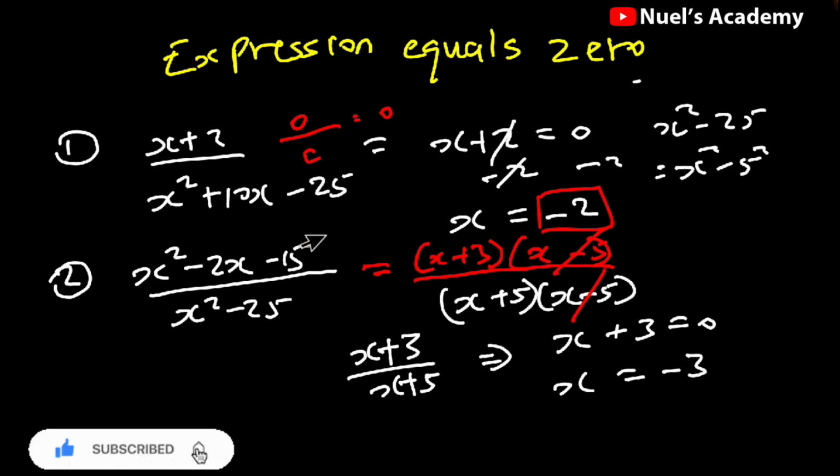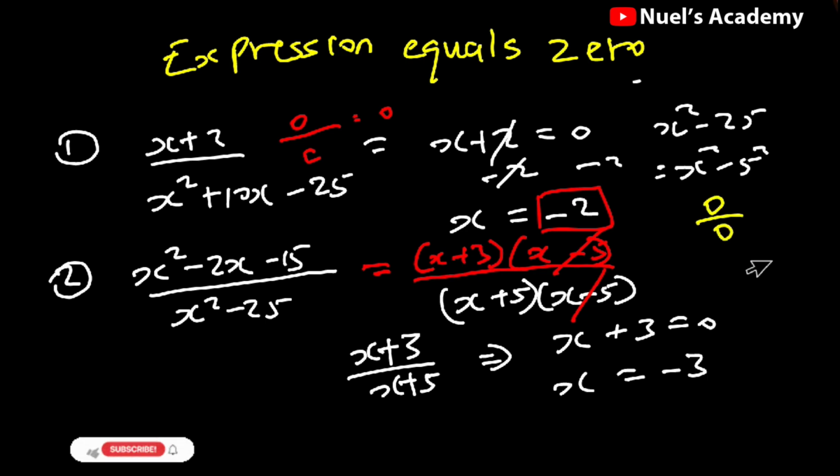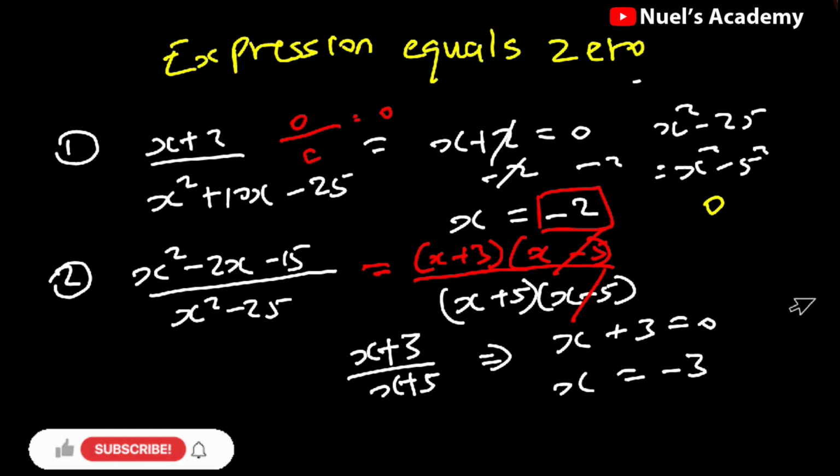Now, if you didn't factorize this numerator and denominator, you're going to get the value of x to be negative 3 and then positive 5 if you consider this expression. So by getting positive 5 as the answer, if you plug in positive 5 into this expression, you're going to get 0 over 0, which is indeterminate. So that's the reason why you must factorize. You must reduce all the expression to its lowest term before imposing the condition.